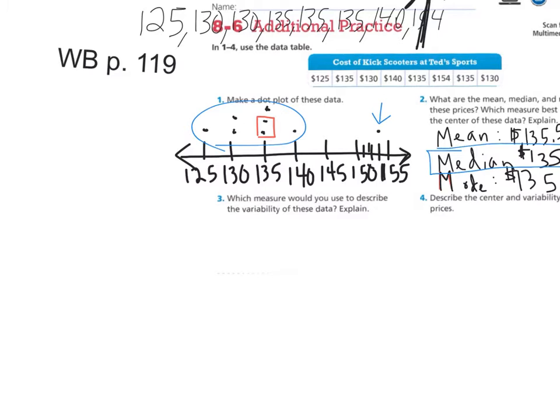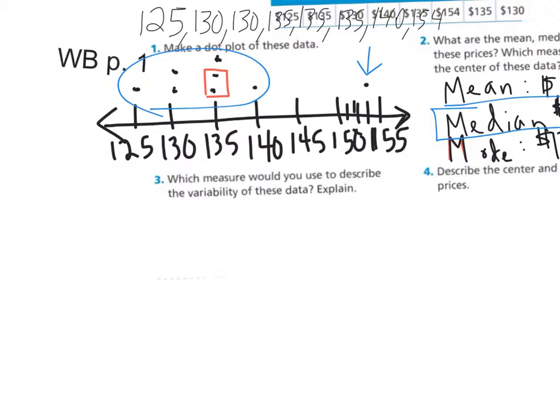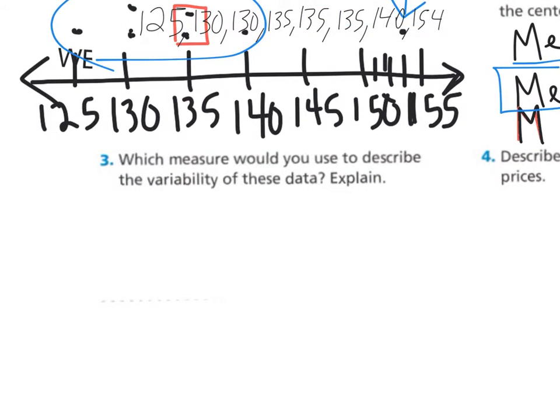So then if we look at number 3, which measure would you use to describe the variability of these data? Variability, since we used median, we're going to go with IQR again, interquartile range. Remember, if we go with the mean for a measure of center, then for variability we would use the mean absolute deviation, or MAD, which again, we haven't learned how to calculate, but just remember mean and mean absolute deviation go together for variability.